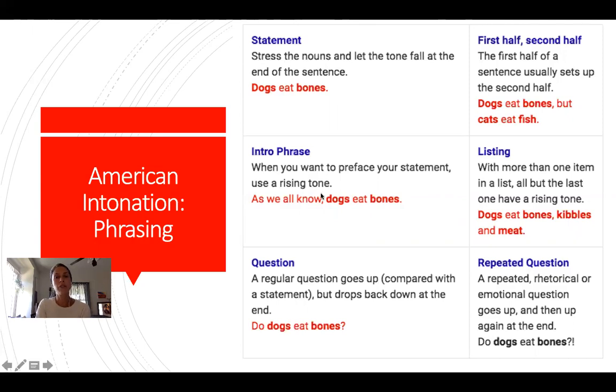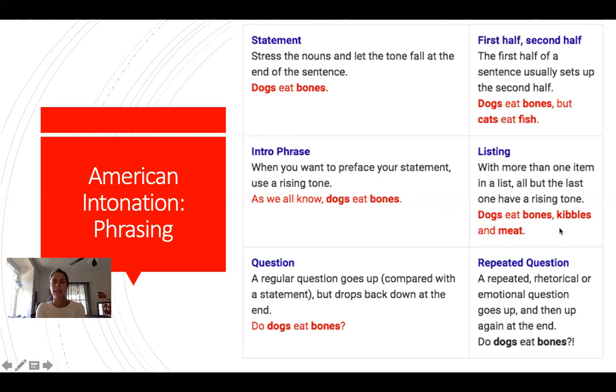For the introduction phrase, whenever you're speaking, I know that in your writing, you're familiar with introduction phrases, but we also use these in speaking. We don't really emphasize that unless we are really trying to make our point across. So here we say, as we all know, dogs eat bones. Unless you wanted to say, as we all know, dogs eat bones. And then what you're trying to convey to the listener is like, hey, we all know this. Why don't you know this? Right? So we say, as we all know, dogs eat bones, period.